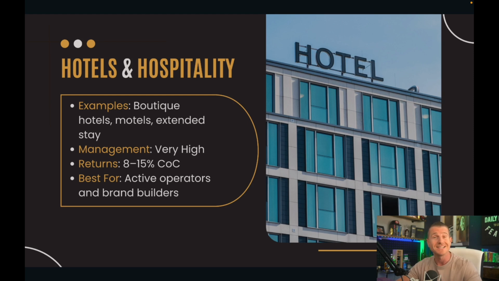But this is what I say to most that are thinking about hotels and hospitality assets. It is a very high management intensive business. It's not just a passive income asset. This is a living, breathing asset that has people in it, staff in it, 24/7, 365. So understand that you're not just buying a passive income stream, you are buying an active operating business and asset. Something to keep in mind, but it can be really fun.